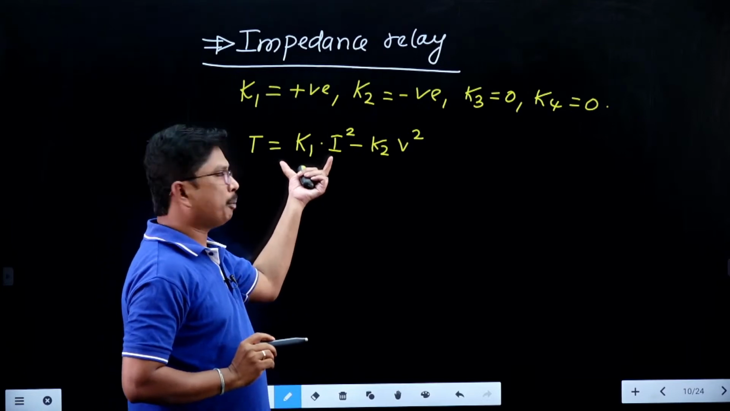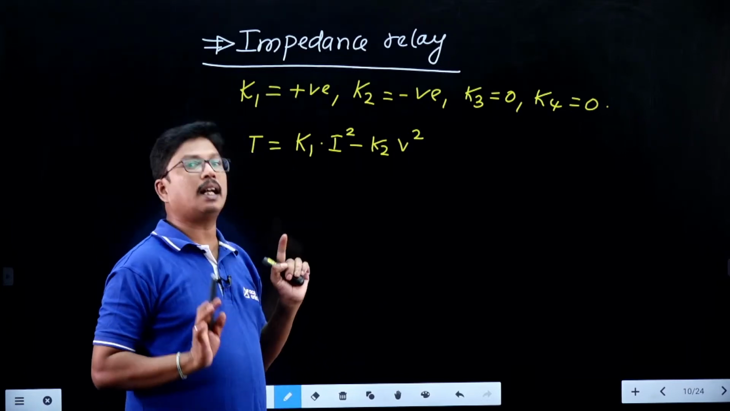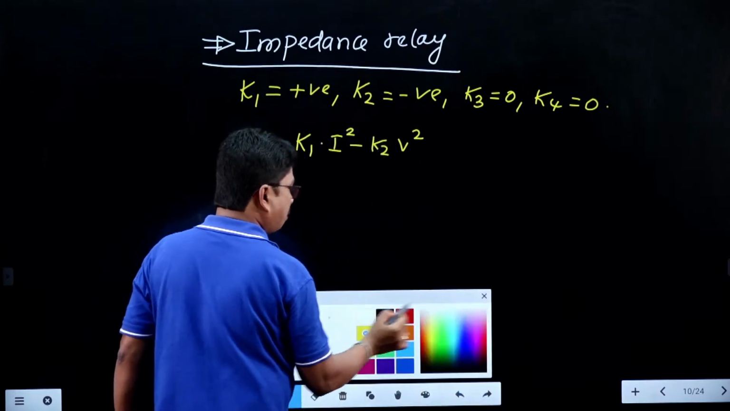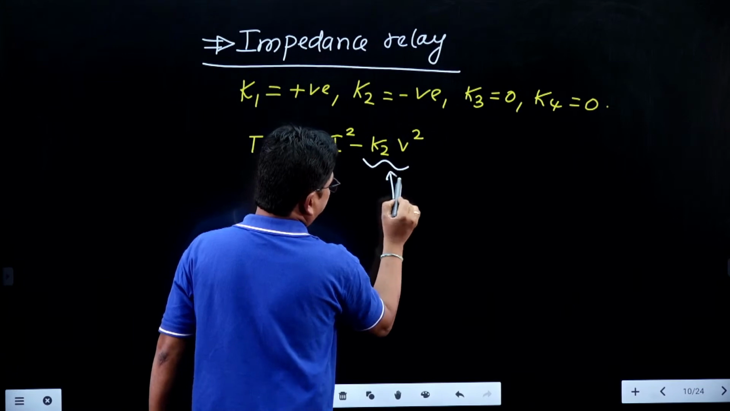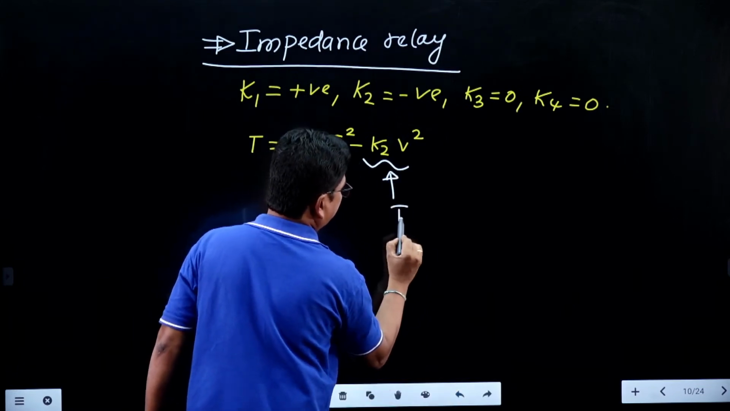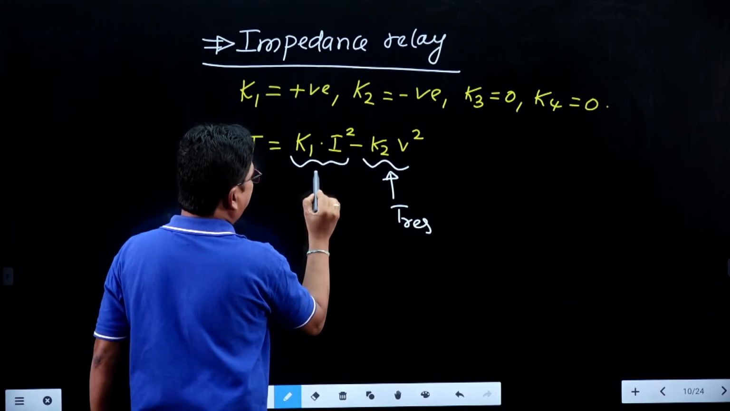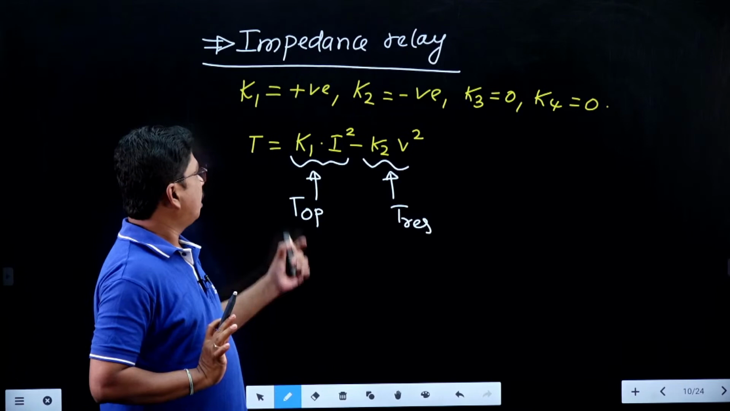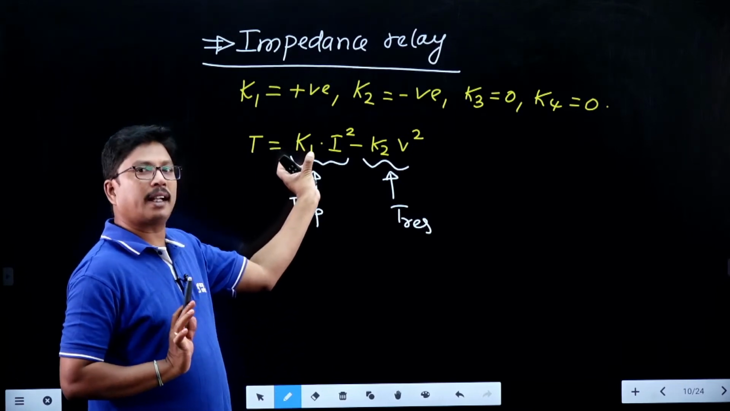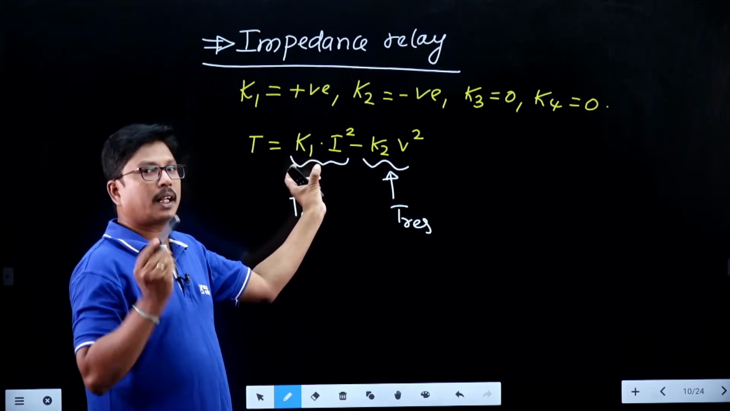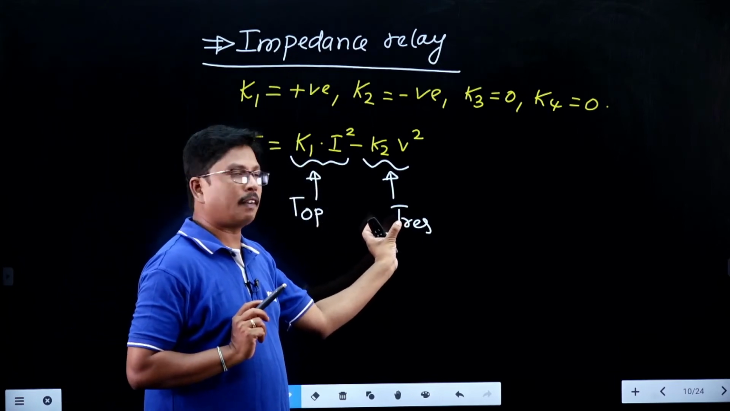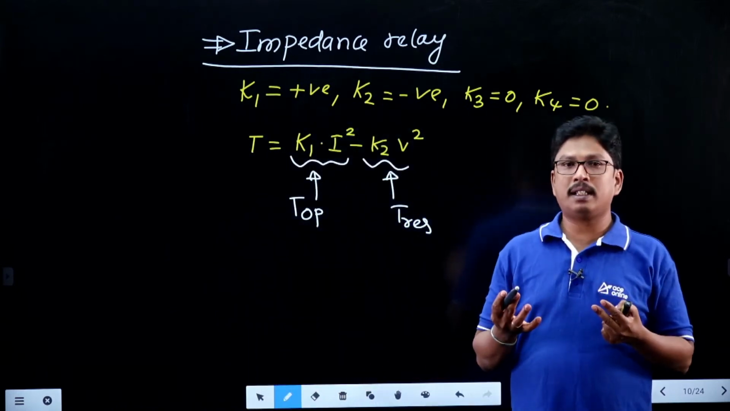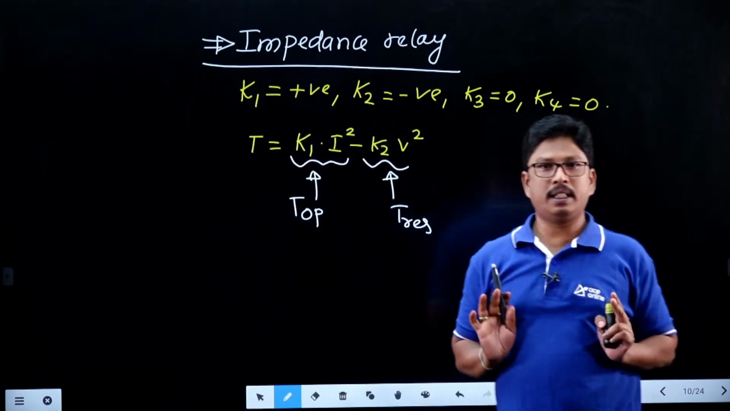So I told you the positive portion is the operating portion, negative portion is the restraining portion. So the negative portion is providing the restraining torque, and the positive portion is providing the operating torque. Now tell me, what is the name of the relay? Its operating torque is provided by the current, so we can say it is the overcurrent relay. But whereas the restraining portion will be provided by the voltage, so we can say this impedance relay is also called a voltage restrained overcurrent relay.